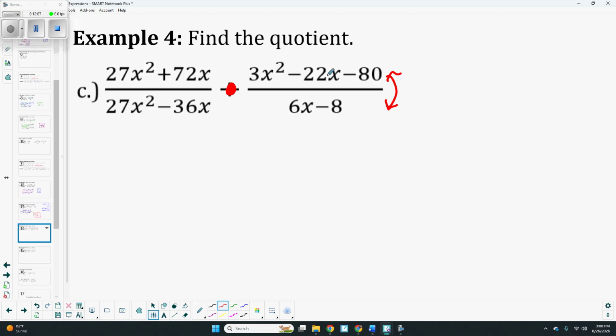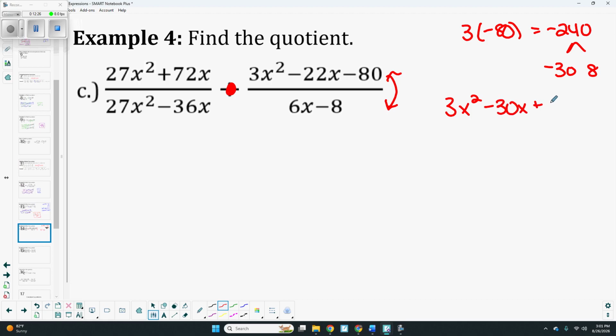So we're going to start with 3 times negative 80, which is negative 240. The numbers that multiply to negative 240 that add to negative 22 are negative 30 and 8. So this is going to become 3x squared minus 30x plus 8x minus 80. 3x comes out of these, left with x minus 10. 8 comes out of these, left with x minus 10, which means I'm able to now factor this. All right, piece by piece here.